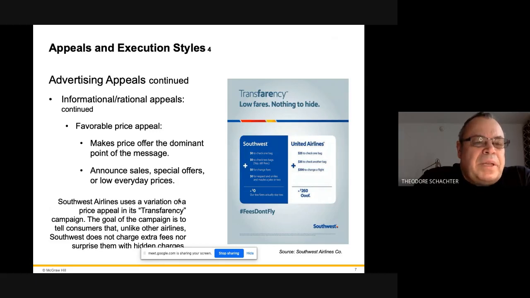A lot of companies do things where they have a distinctive price advantage, where the consumer feels that what they're being charged is also unfair, like baggage fees, or certain sales taxes or long-term contracts. So these are the things that we can point out in an informational, rational appeal that deals with a price advantage.